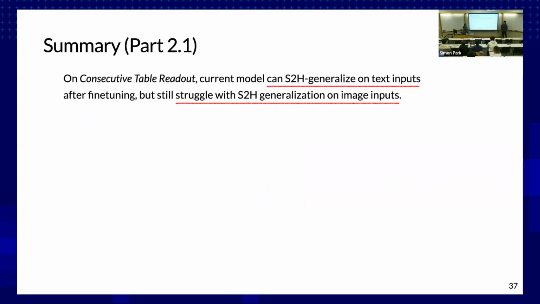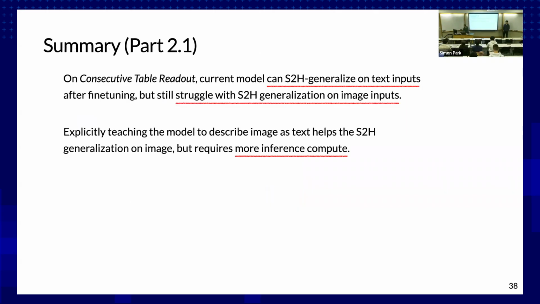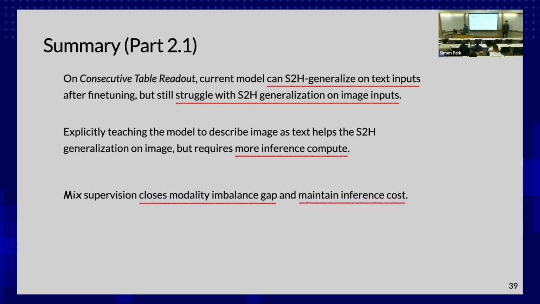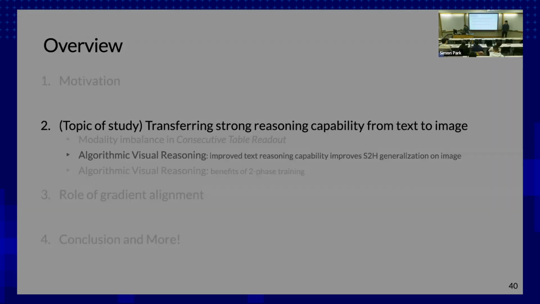Just to summarize this part, on consecutive table readout, we noticed that current models can S2H generalize on text inputs, but struggle with S2H generalization on image inputs. Explicitly teaching the model to convert image to text formats can help the S2H generalization on image, but requires much more inference compute. And lastly, our proposed mixed supervision closes this modality gap and maintains the inference cost.